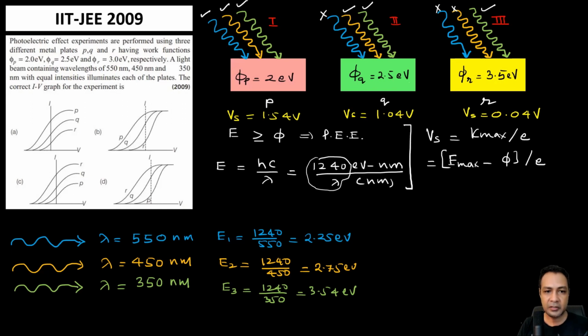On these three parameters, you can see that this is for the plate P, this is for the plate Q, this is for the plate R. These are the stopping potentials. Maximum stopping potential is for the plate P, and then for Q, then R. And this is the maximum photocurrent, that is also for P, and then for Q, then for R. So our correct answer is option A.